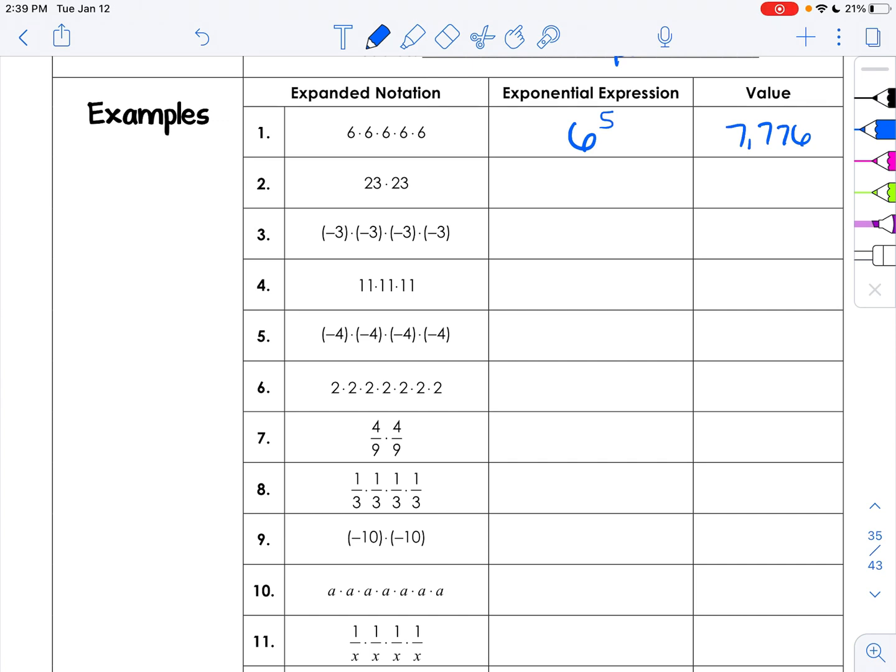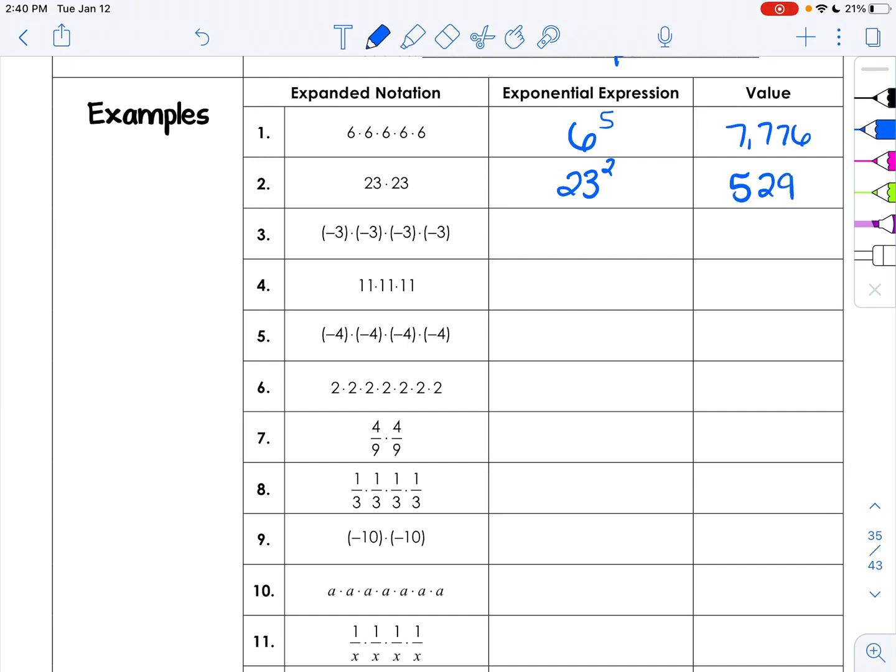Number 2, 23 times 23. This is also an example of repeated multiplication. Even though we're only multiplying it twice, we are repeating the same number. And that number that's being multiplied is our base. So 23 would be our base. And we're multiplying it 2 times. So 2 would be my exponent. We can also read this one as 23 squared, or 23 to the second power. And 23 times 23 is 529.